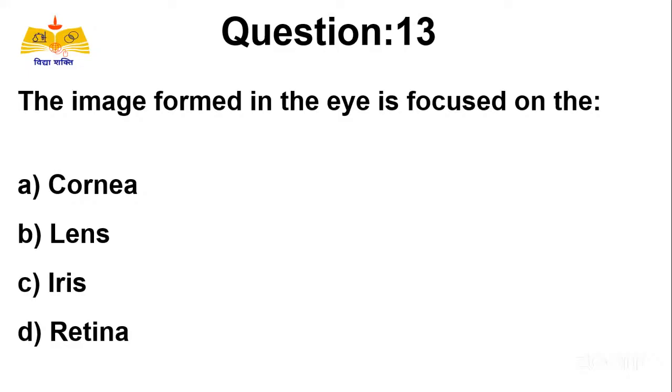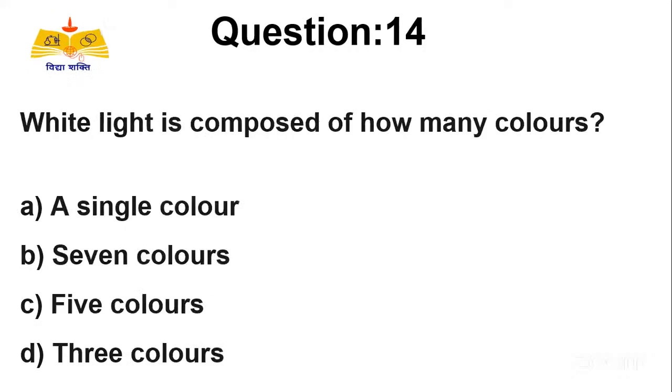Done? Shall we proceed to question number 14? Yes. White light is composed of how many colors? A. Single color, B. 7 colors, C. 5 colors, D. 3 colors.